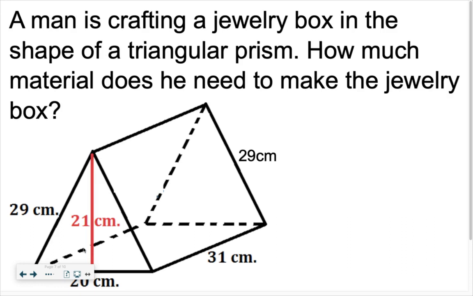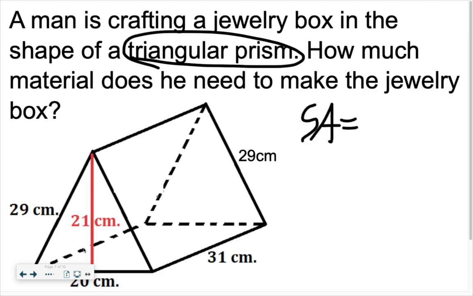Oh, that's helpful again. So if we weren't familiar with it, go ahead and circle this up. Again, use what's in front of you to help you. It's a triangular prism. How much material does he need to make the jewelry box? So this is what we're going to just make the outside. We're going to make all the surfaces with it. That means we need the surface area of a triangular prism.